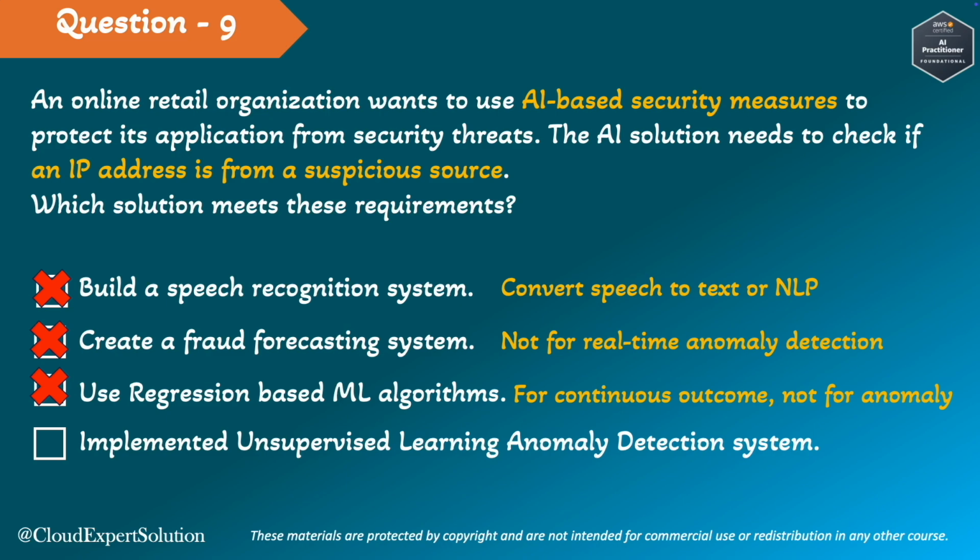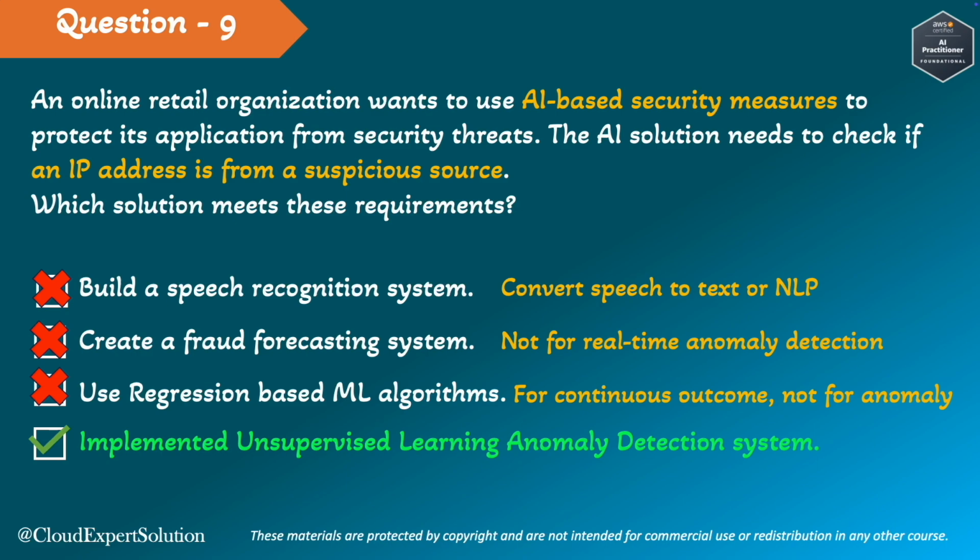Option 4, implement an unsupervised learning anomaly detection system. Unsupervised learning anomaly detection systems are designed to identify unusual patterns or outliers in the data without prior labeling. This approach is effective for detecting suspicious IP addresses, as it can learn from the normal behavior of IP addresses and flag those that deviate from the norm as potential threats. That is why option 4 is the correct option for us.